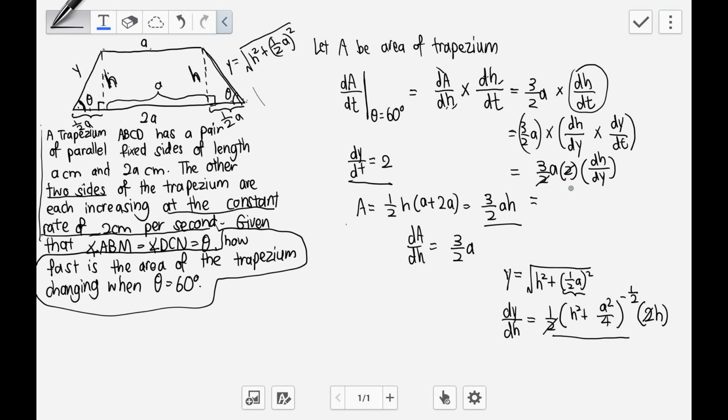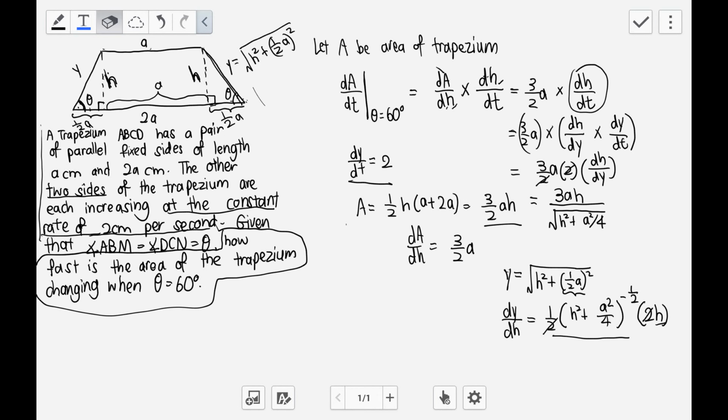So we have 3a multiplied by the h over here. And because the power is negative, the root to the negative half is just root at the bottom. And then we'll have h squared plus a squared over 4. Then we want theta equals 60 degrees. Now a is a constant, but h, is it changing or not changing?